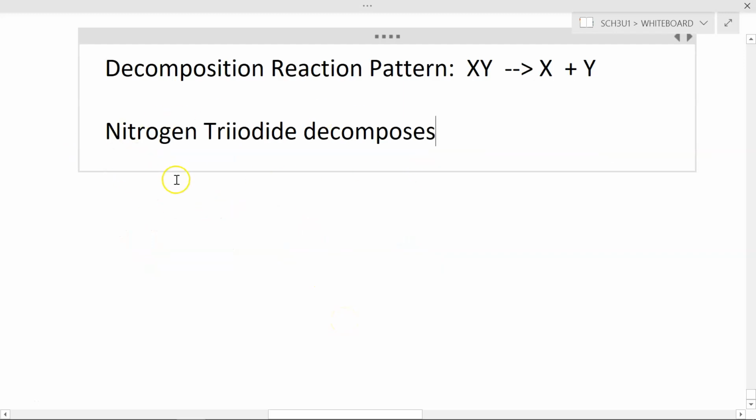Alright, I want you to try this one yourself. Press pause. When you're ready, press play, and we'll take it up together.